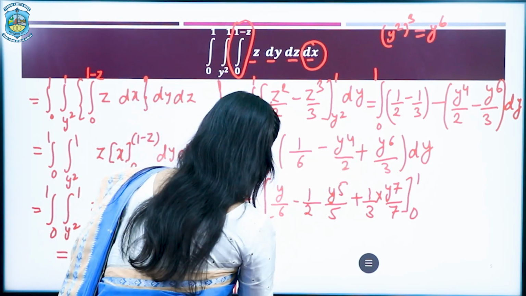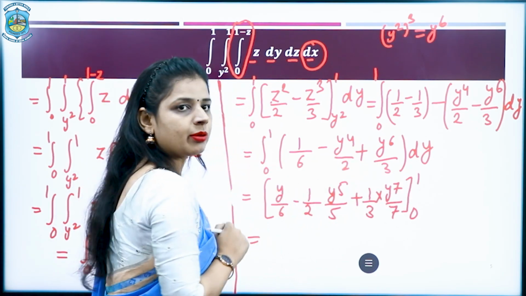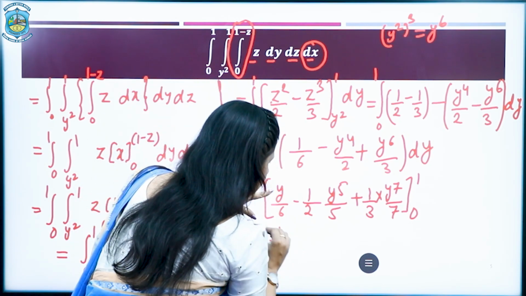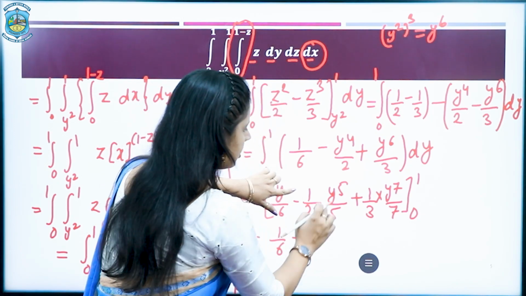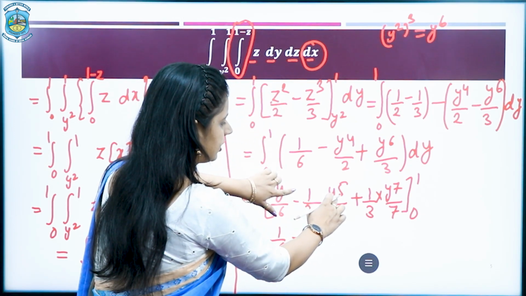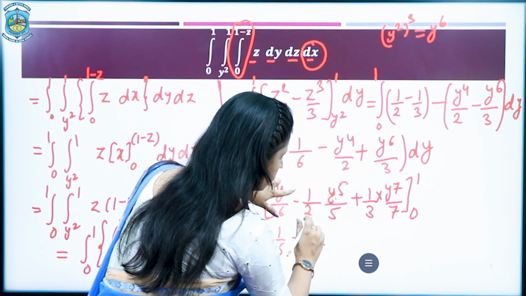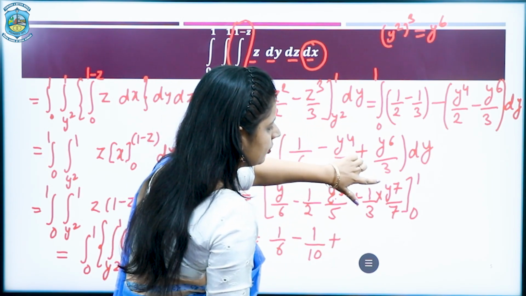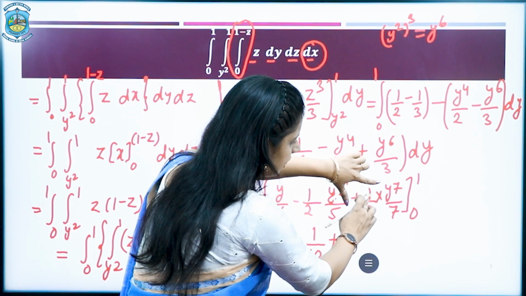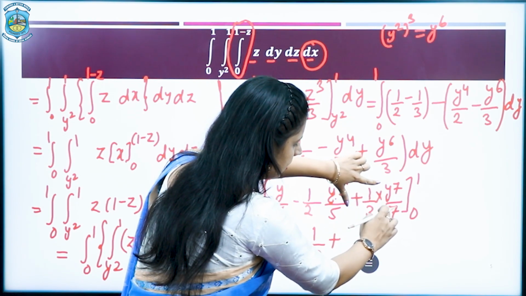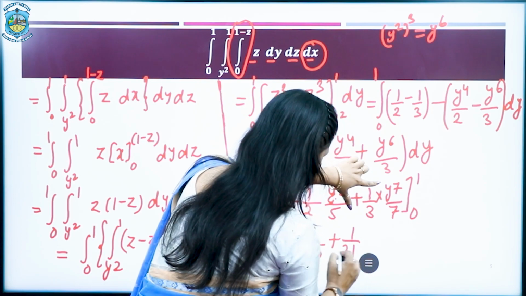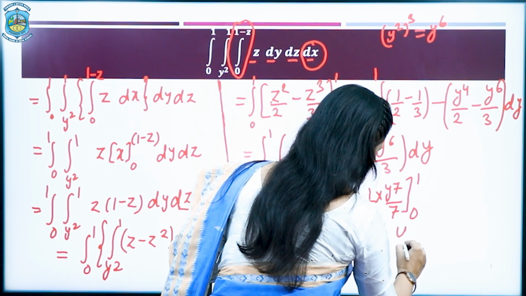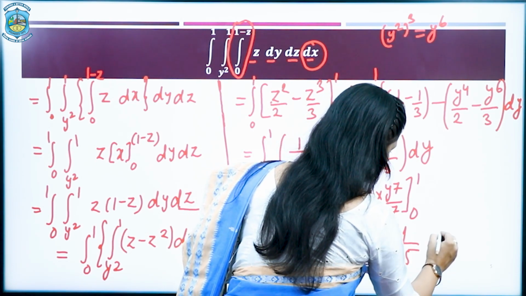Now we will write the limits. First we will apply the upper limit, so we will substitute y equal to 1, so we will get 1 by 6 minus, when we substitute y equal to 1, this term would be 1, and 1 by 2 into 5 will give us 10, plus, when we substitute y equal to 1 here, we will get 1 by 3 into 1 by 7, that is 1 by 21. Now we simplify this term by taking the LCM, and this value is 4 by 35.